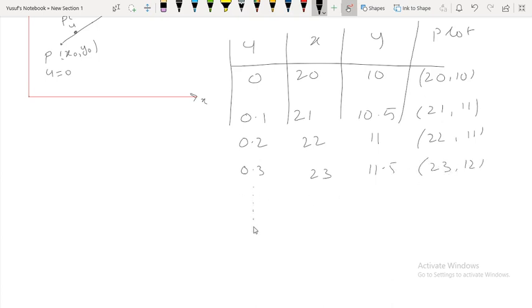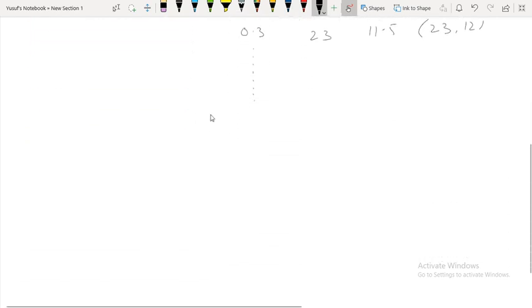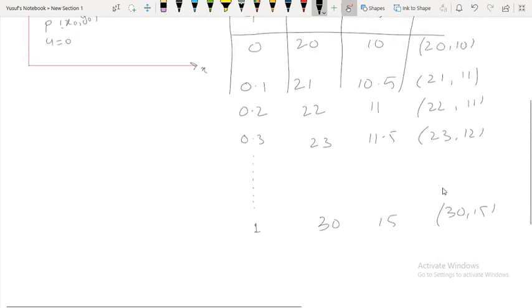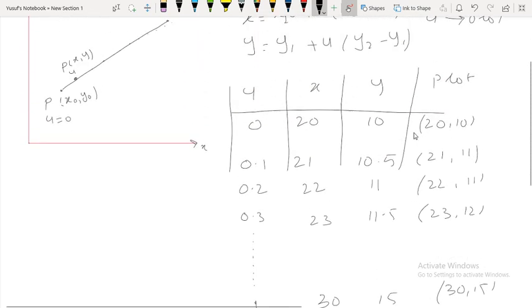Similarly you can find the points by varying the parameter from 0 to 1. First, putting 0, you get 20, 10. At the end, parameter u equal to 1, you get the point 30, 15, which is the last point of the line. By plotting these points you will get the line. If the parameter gap is more, then the gap between two points will be more. If the parameter gap is less, then the gap between two adjacent points will be less. So the gap between two points depends upon the gap between two parameters.